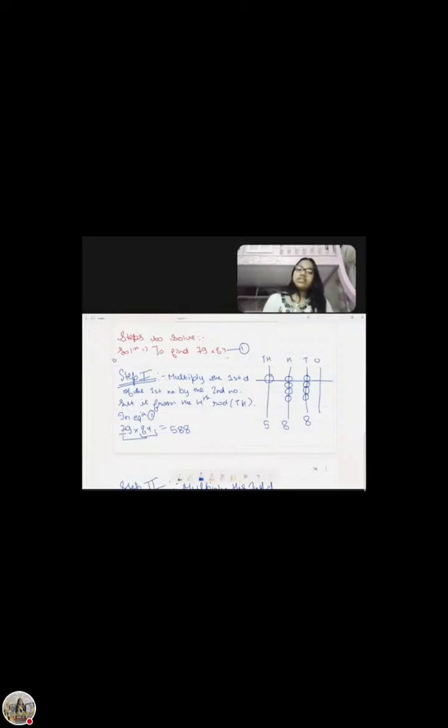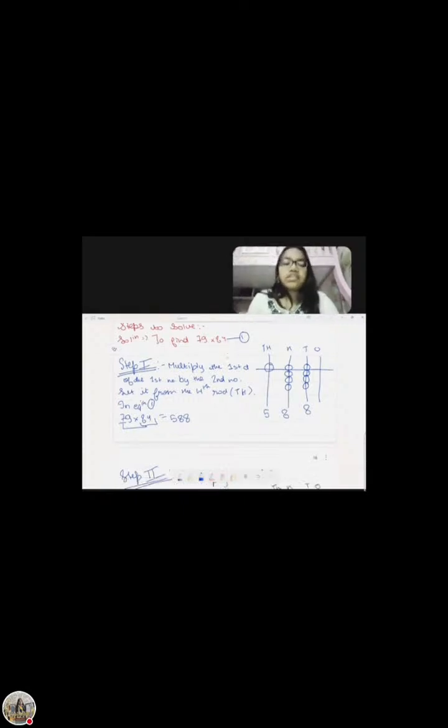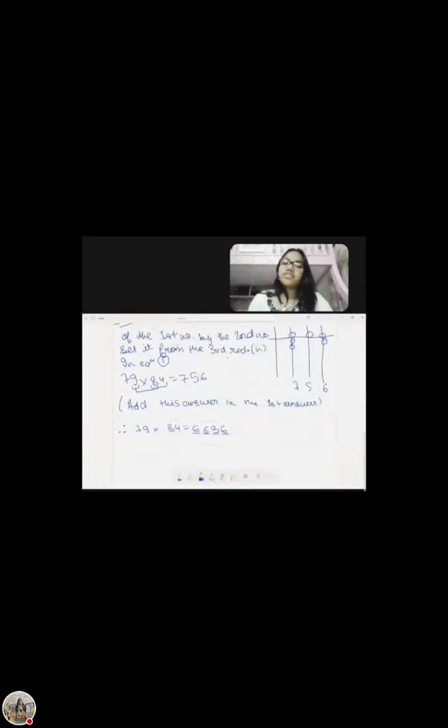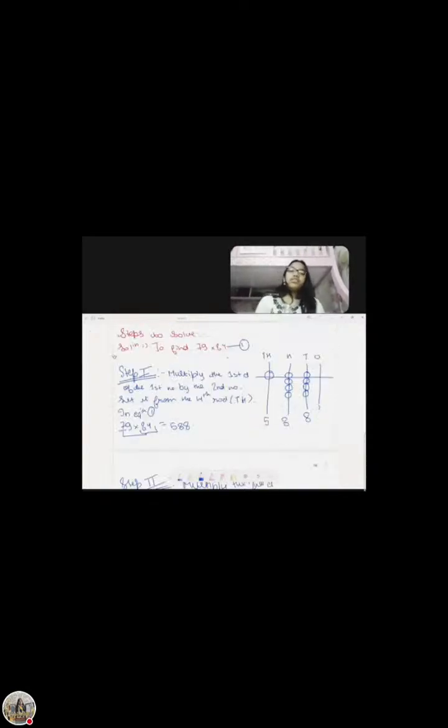But before going on to the next step, I'll repeat my words. Add the numbers as you do it. Don't wait for the end to add it, because our answer in the second step is 756. So you will not set 756 and then add 588. No, you will set 588 and then you'll add 756. I'll tell you how now.